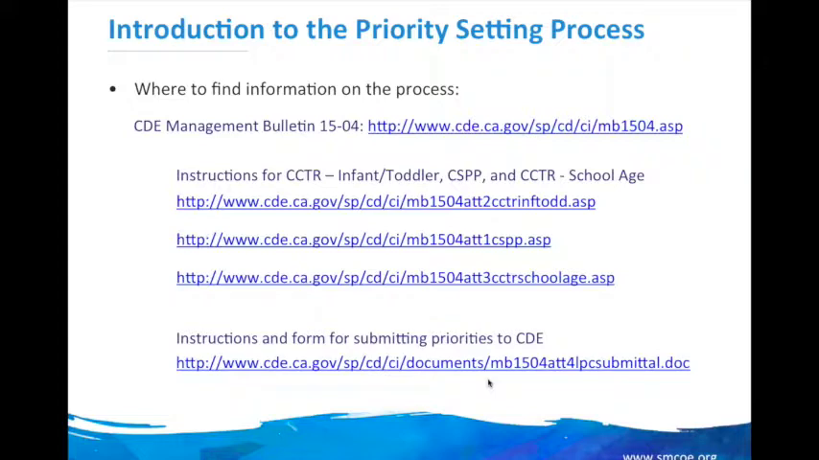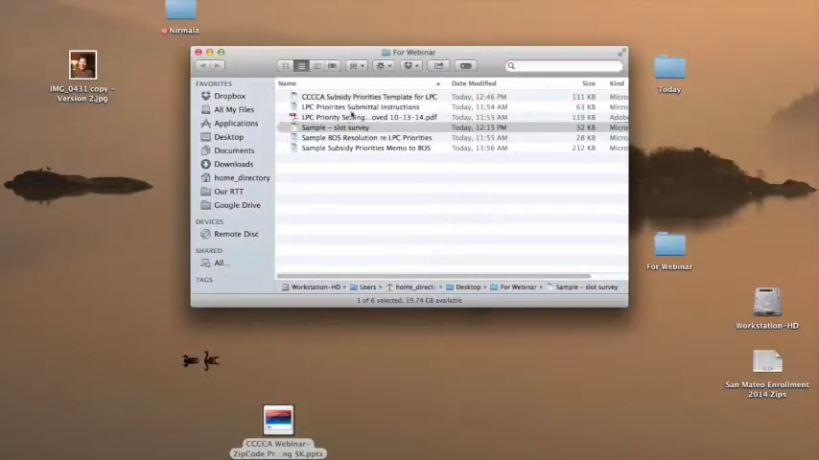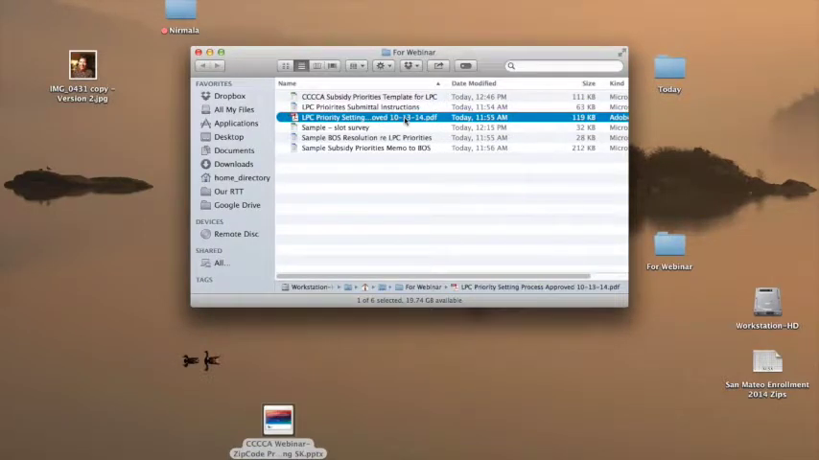Sarah, we don't need to click on it, but maybe we could open the priority setting document, which is in the folder behind, if you want. I forgot about that. So not the submittal, but that one.